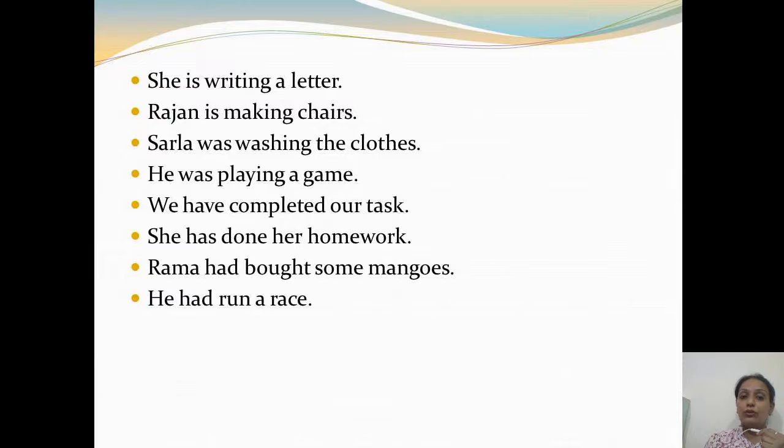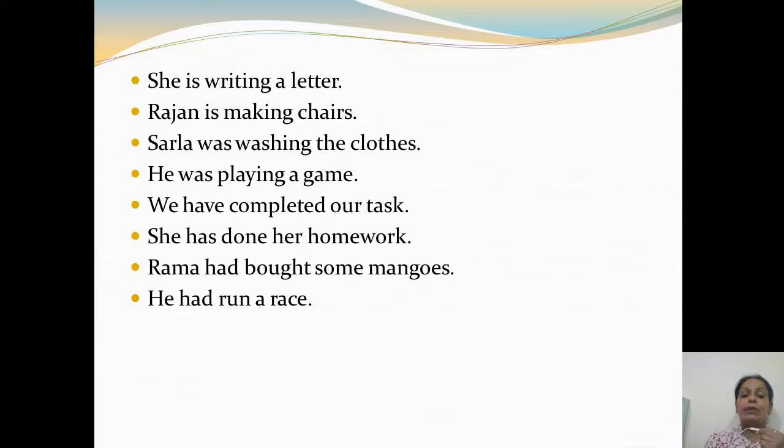Next sentence is also of present perfect tense, and over here the doer of the action is she, the receiver of the action is her homework. Now our sentence will be: her homework has been done by her.